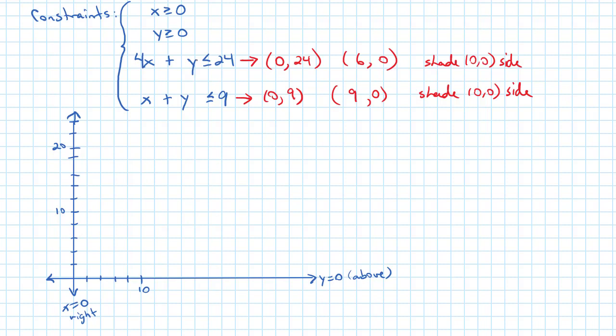Let's graph the next two. So the next line goes through the point 0, 24, which is up here, and the point 6, 0. So we'll graph that line. Looks something like this.